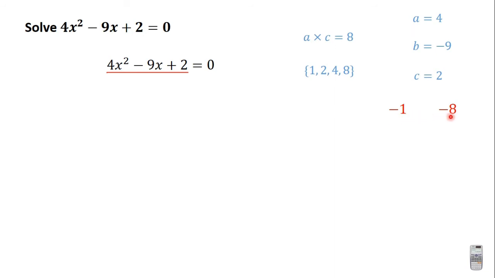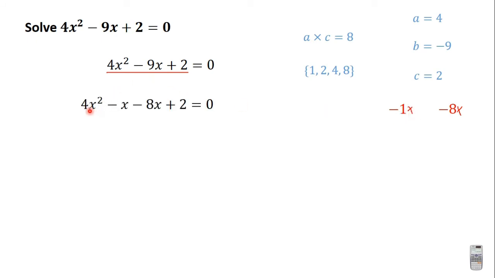After we have found those two numbers, we will replace b with those two numbers. B is minus 9. So we will replace minus 9 with minus 1 and minus 8. This means that we are going to replace minus 9x with minus 1x. So we replace it with minus 1x and minus 8x. So let's do that. Remember that minus 1x is the same as minus x.